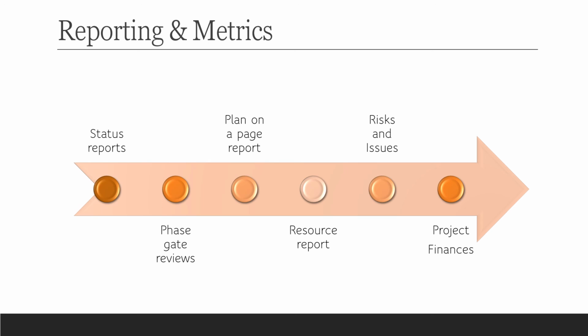So these are just basic or standard reports that you might find in a project environment. Definitely you'll find status reports. You should really find phase gate and stage gate reports. You'll definitely find a plan on a page report, risks and issues definitely, and a project costing report or project budget report. Sometimes you might find that all of these are mixed together as a full deck of reports, but essentially these are the various aspects of projects that we track regularly.